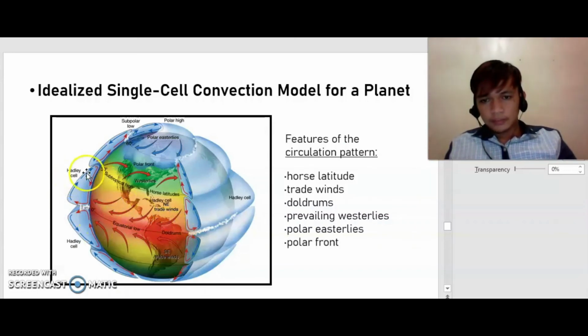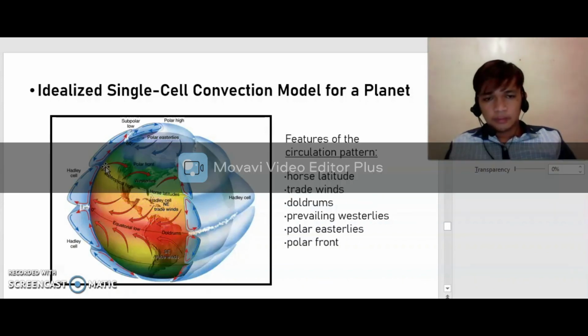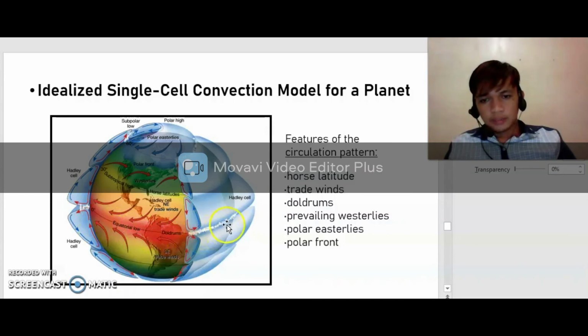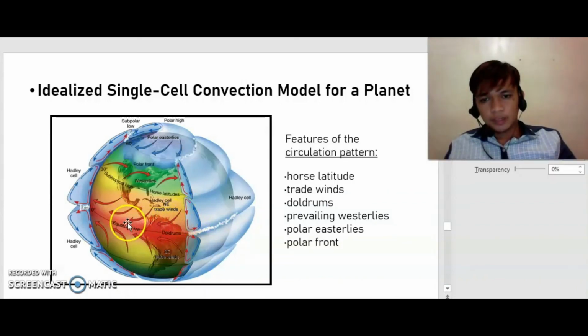Next, you can see the Hadley cell, another convection region between the subtropical high and the equatorial low. Okay, and the westerlies, these are the winds coming from the western part of the Earth. And then between the Hadley cells, since this is the region of the Earth where you can see the convection near the equatorial region, you can see the formation of clouds. At the middle of that, you can see the doldrums. Now, the trade winds are easterlies coming from the northern hemisphere towards the equatorial low, and the easterlies from the southern hemisphere.